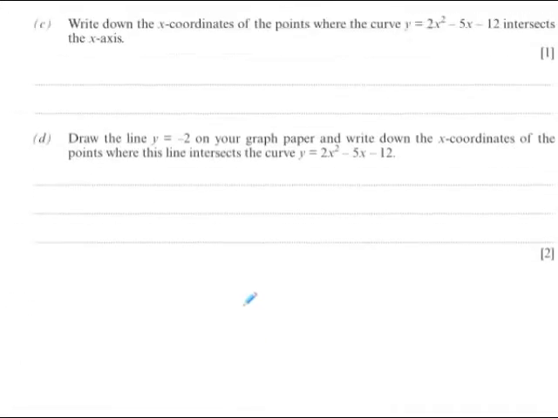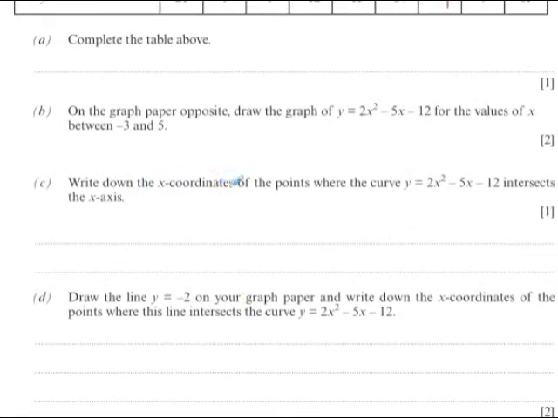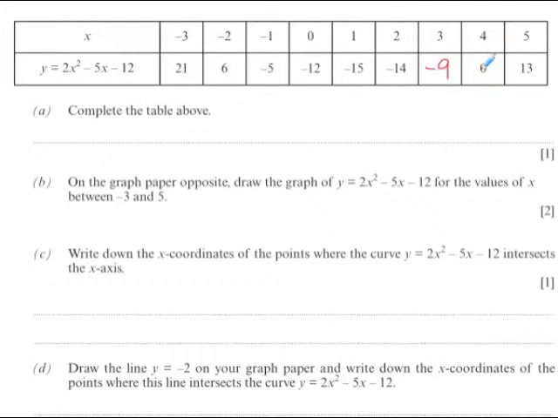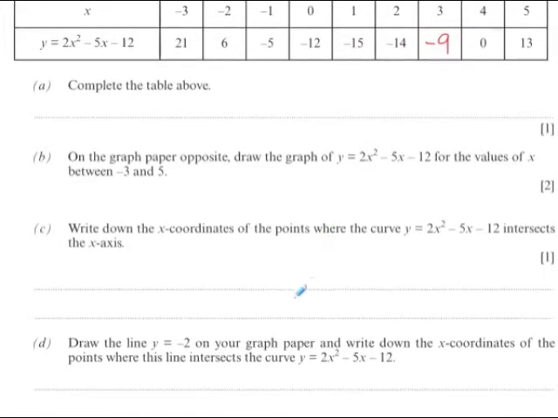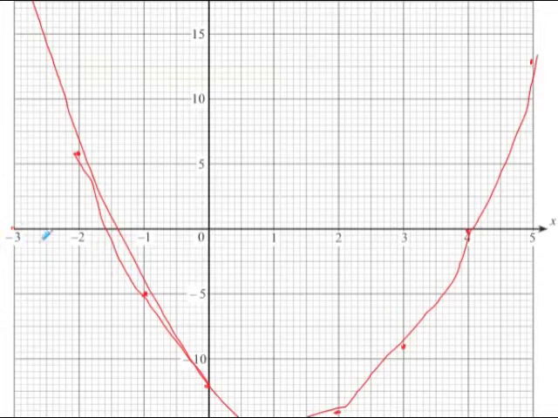Okay, so let's go back to the question. Write down the x-coordinates of the points where the curve intersects the x-axis. Well, we've already got the 1 there. So where y equals 0, x equals 4. But don't be tempted just to leave it at that. Look back at the graph. Because the x-axis is intersected in 2 places. And this is where I wish my curve was better.